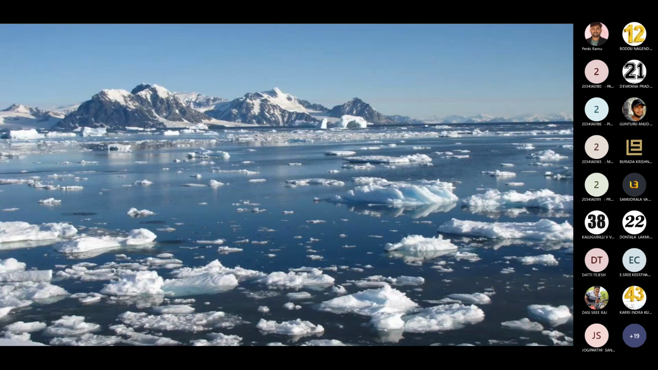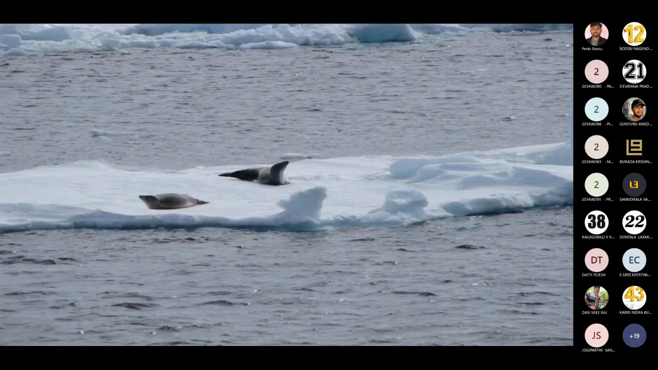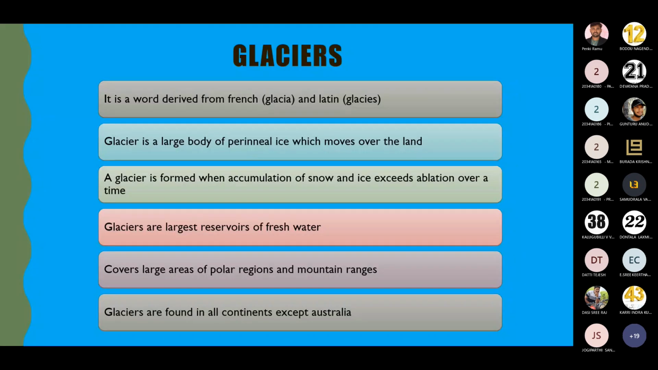So these are all icebergs which have formed at the intersection of this land and water body and have eventually floated into the interior parts of the water body. Another picture of iceberg. Next is glacier. As I said, it is a moving ice. However, the word is derived from both French and Latin. So it is a large body of perennial ice which moves over the land.